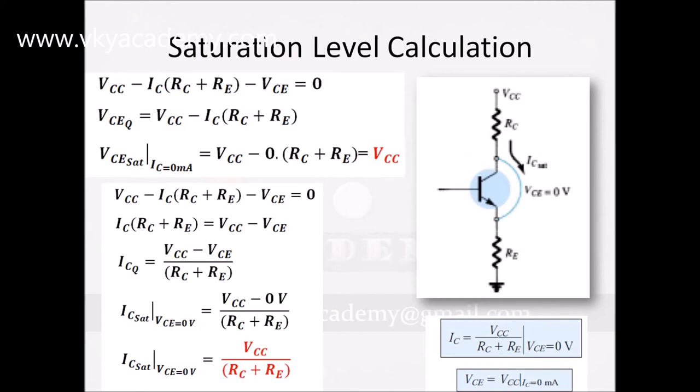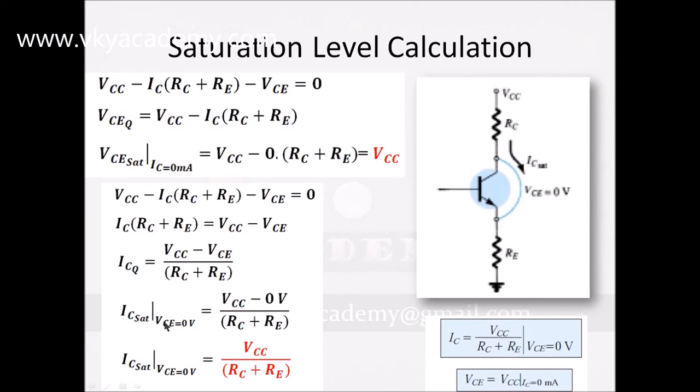Now the next two calculations are saturation value of current and saturation value of voltage. So let us determine the saturation value of current and saturation value of voltage from the output equation. Now the output equation states that VCC minus IC (RC plus RE) minus VCE equal to 0. So ICQ is equal to (VCC minus VCE) by (RC plus RE).